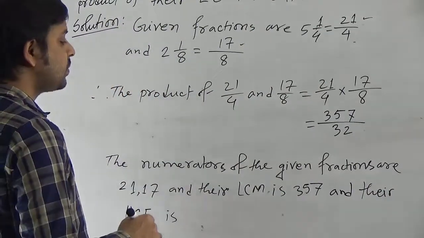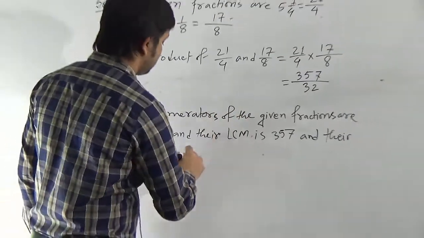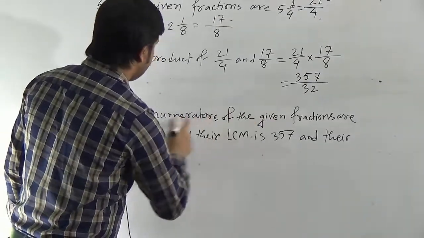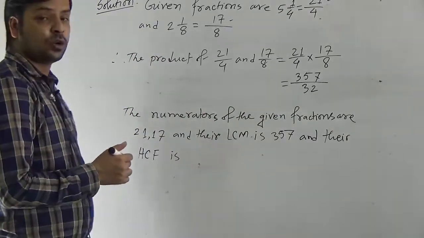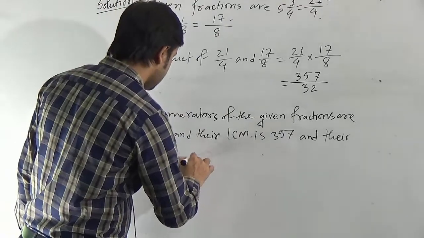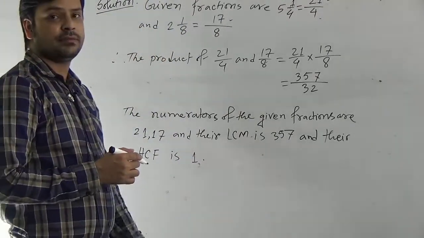HCF of the numerators is, if you do the HCF, here 21 and 17 are co-prime, so you will get 1. 1 will be their HCF.